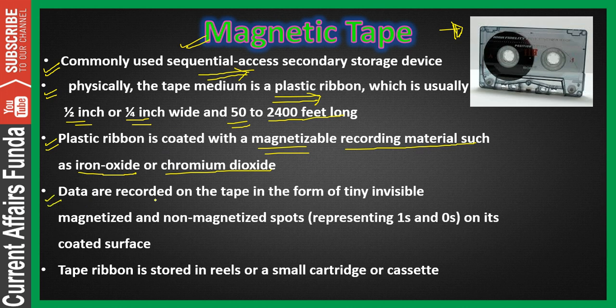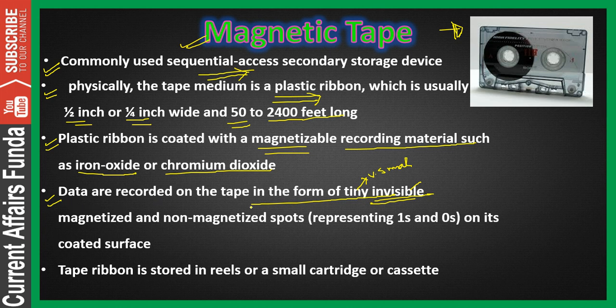Data are recorded on the tape in the form of tiny. What is tiny? Tiny means very small, invisible, which we can't see. Okay, so very small invisible spots which are made on your tape. You can't see them with your eyes. But if you look with a magnifier, then you will definitely be able to see them.